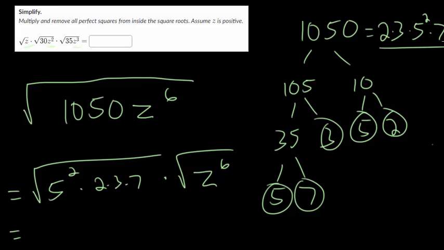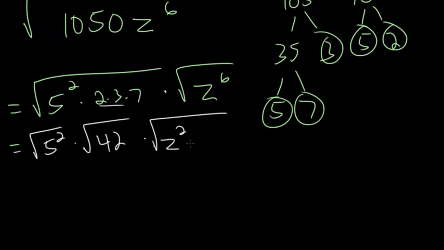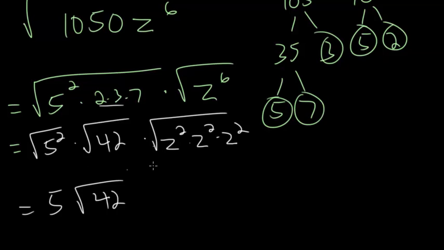But to make more sense of that, you always want to think things through in terms of basic principles. And for this one, for instance, we can just rewrite it as root 5 squared times root 6 times 7, which is 42. And then over here, the z to the 6th. So from basic principles, I'm going to rewrite this as z squared times z squared times z squared, since now I can break it up into individual square roots. Root of 5 squared is just 5. And then root 42, we'll have to keep that. That won't simplify. And then over here, each of these can be its own square root. So root z squared times root z squared times root z squared.